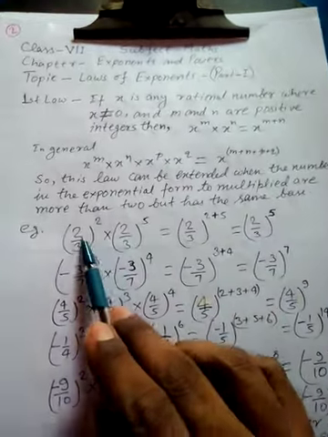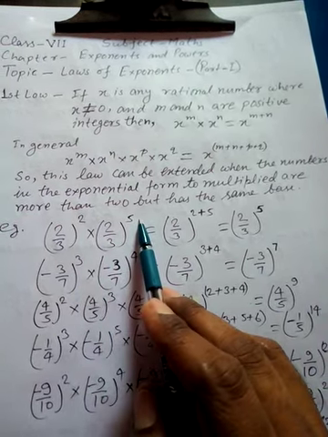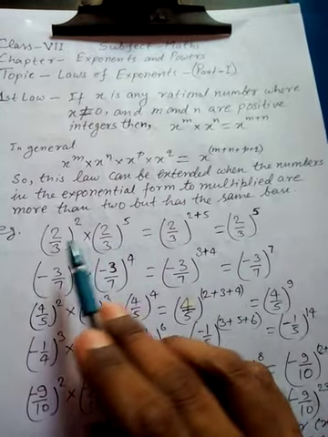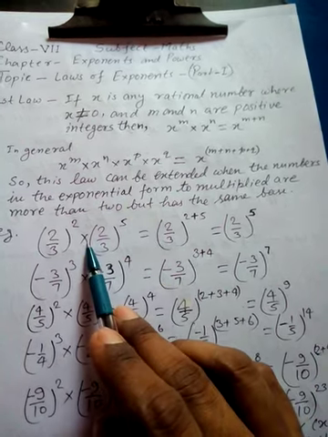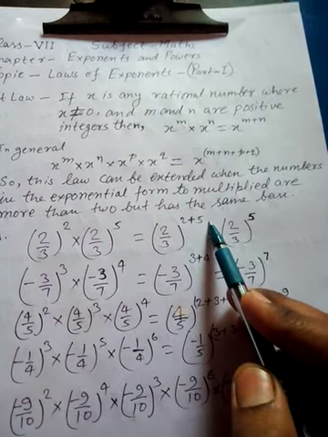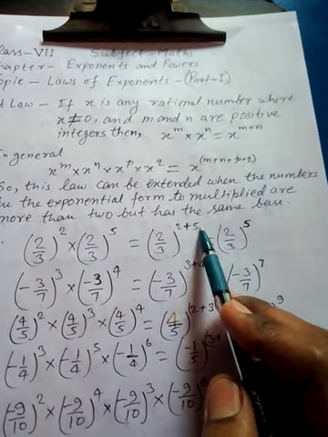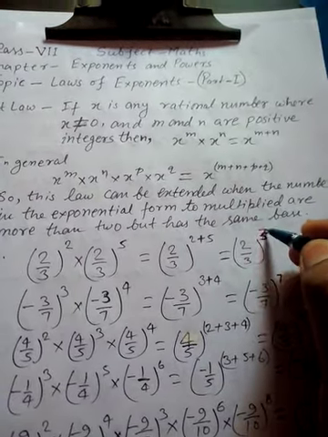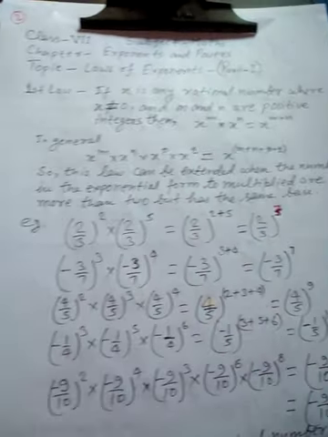For example, 2 by 3 to the power 2 into 2 by 3 to the power 5. Here you can see both the rational numbers have the same base 2 by 3 and the powers are different. And these are multiplied, so you have to write 2 by 3 whole to the power 2 plus 5. That is, we have to add the powers. That is, 2 plus 5 is 7.